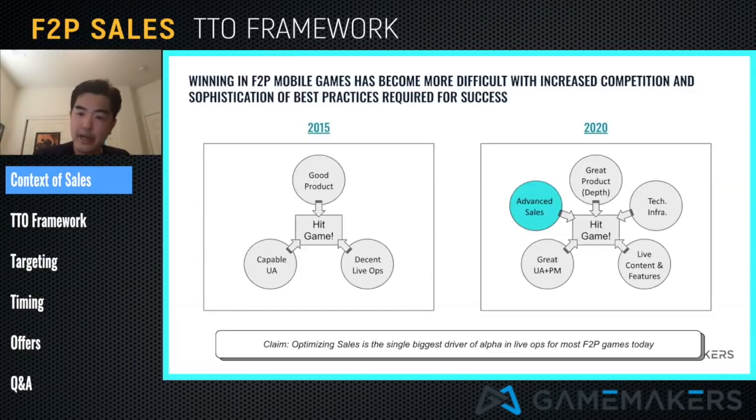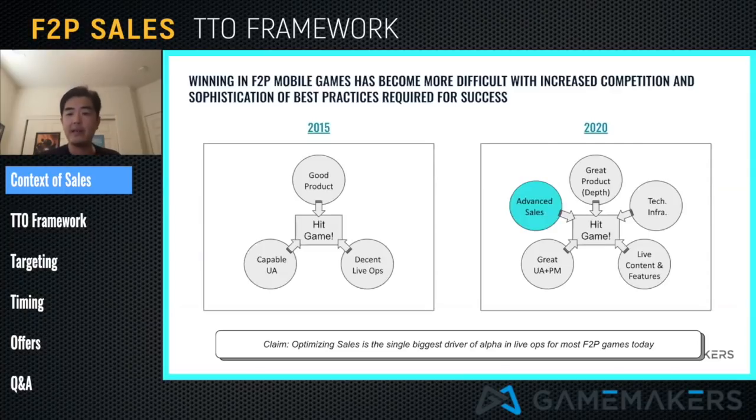You need a great product and depth within the product. You need advanced sales tactics, which I'm going to talk about today. You need a deep technical infrastructure. You need great UA and PM teams working together. And you also need a live content and features roadmap and plan that is executed well.